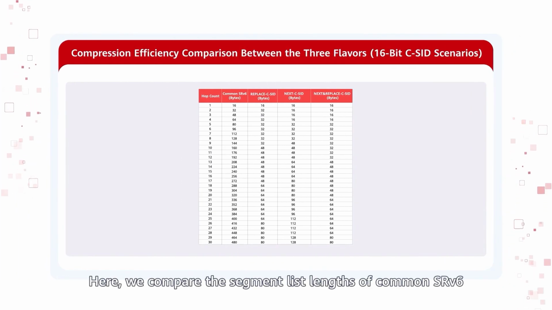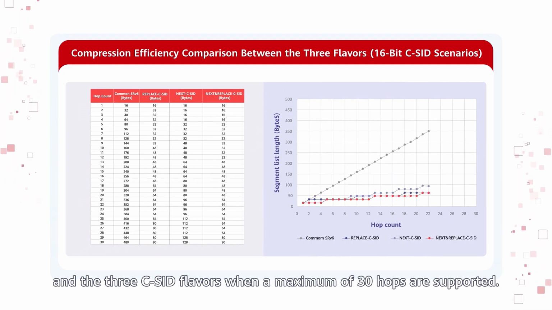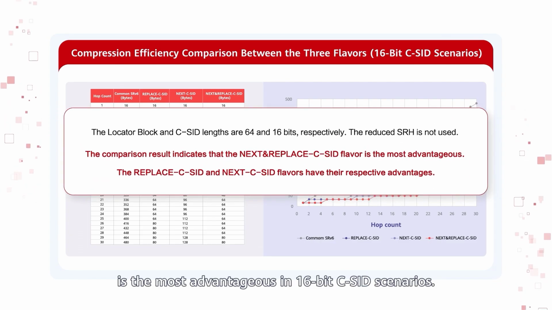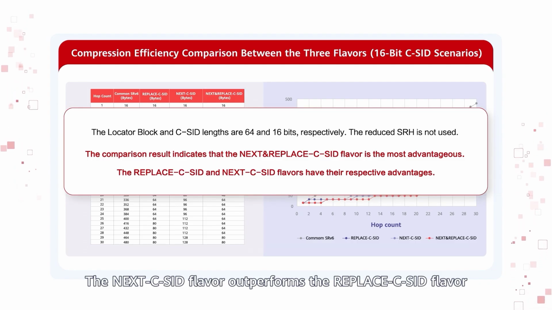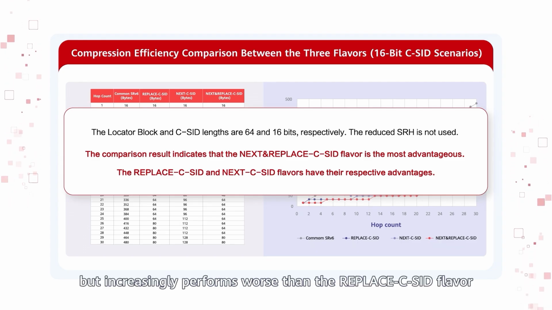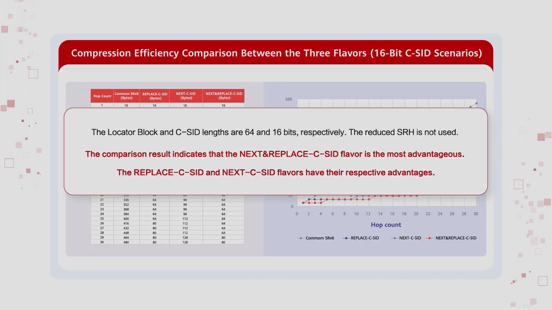Here, we compare the segment list lengths of common SRv6 and the 3 C-SID flavors when a maximum of 30 hops are supported. The comparison result indicates that the next and replace C-SID flavor is the most advantageous in 16-bit C-SID scenarios. The next C-SID flavor outperforms the replace C-SID flavor when there are 4 or fewer hops, but increasingly performs worse than the replace C-SID flavor when there are 9 or more hops.